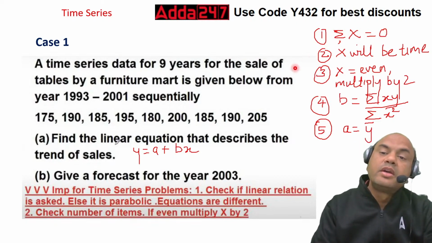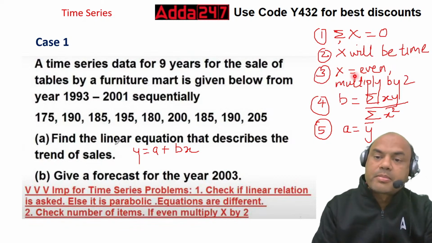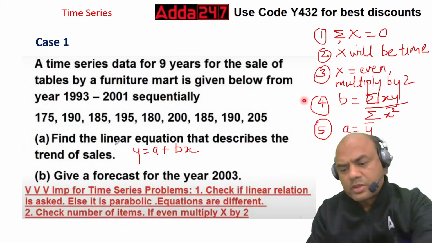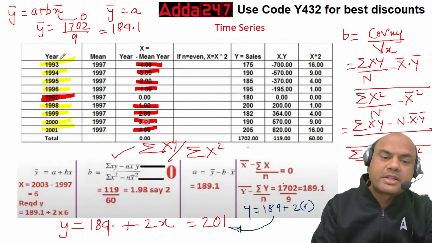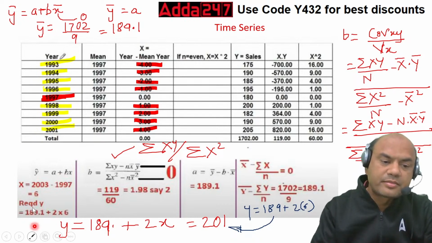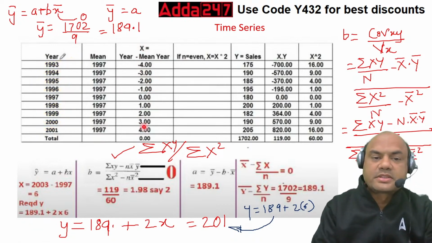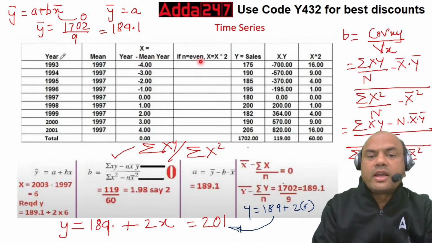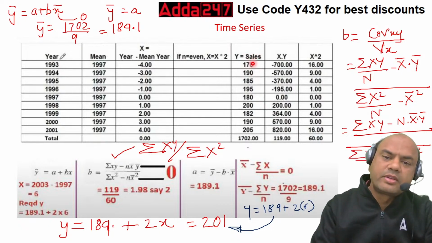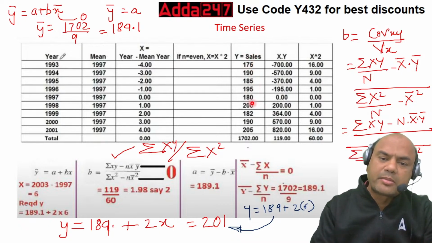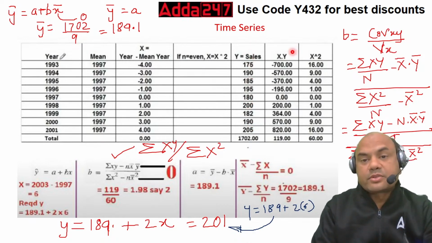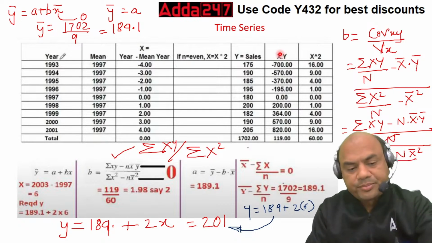Summation x is 0. If x is even, multiplied by 2, then A and B. That I'll show you later. So summation x you got is 0, and you got this x also. So keep this x. Got it now? Now n is not even, so leave this as it is. Now y. Write y, whatever is given: 175, 190, 185, and so on, all.